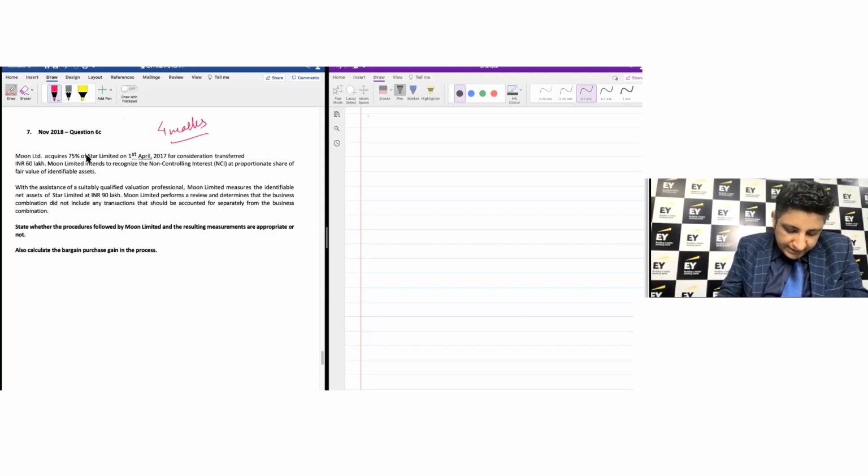It says that Moon Limited acquired 75% of Star Limited on 1st of April 2017 for a consideration transfer, which is 60 lakh rupees. Moon Limited intends to recognize the NCI at a proportionate share of fair value of identifiable assets, right? With the assistance of a suitably qualified valuation professional, Moon Limited measures the identifiable net assets of Star Limited at 90 lakh rupees. Moon Limited performs a review and determines that the business combination did not include any transactions that should be accounted for separately from the business combination. The question is, state whether the procedures followed by Moon Limited and the resulting measurements are appropriate or not. Also, calculate the bargain purchase gain, which is the capital reserve in the process, right?